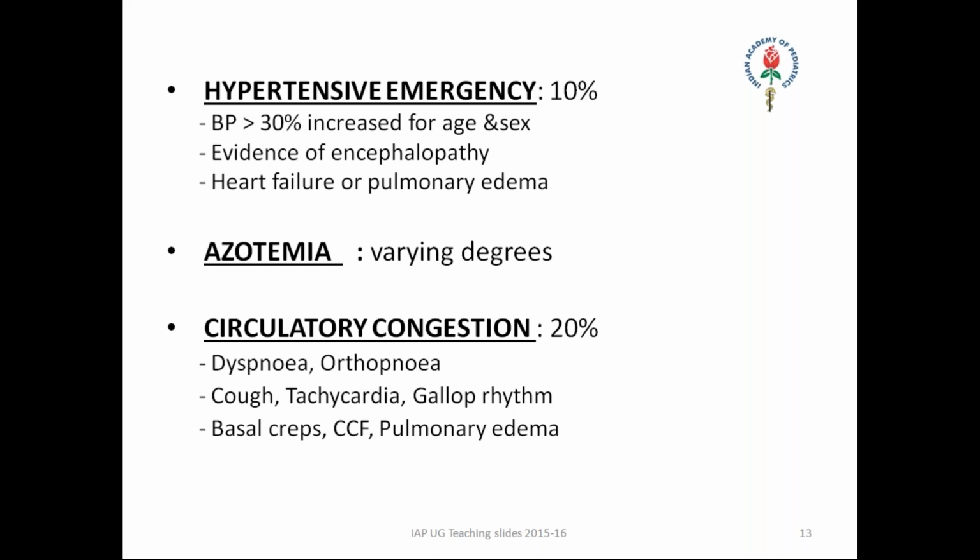BP greater than 30% above normal for the age and sex. Evidence of any encephalopathy you have to rule out, as well as any pulmonary edema and heart failure. It may land into CCF also. Azotemia of varying degrees and circulatory congestion: dyspnea, orthopnea, cough, tachycardia, gallop rhythm, basal crepitations, and pulmonary edema.